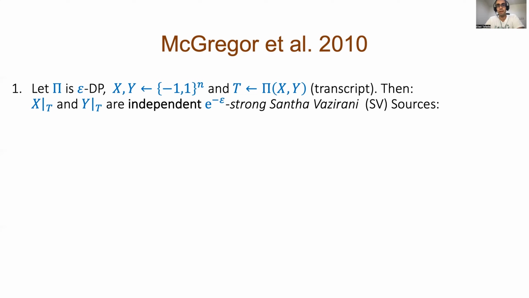So let pi be an epsilon-DP protocol, let x, y be uniformly random databases, and let t be the transcript of the execution. First, conditioned on the transcript, x and y are independent. This is true for every protocol, not just the DP one. Second, by the DP property, since we started with uniformly random x, y, then conditioned on the transcript, both x and y become what is called strong Santha-Vazirani sources.